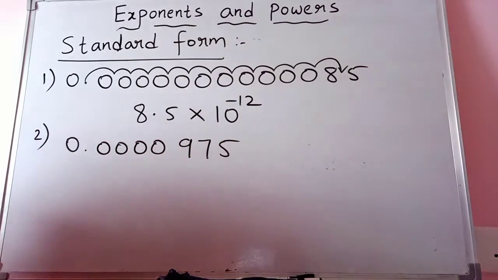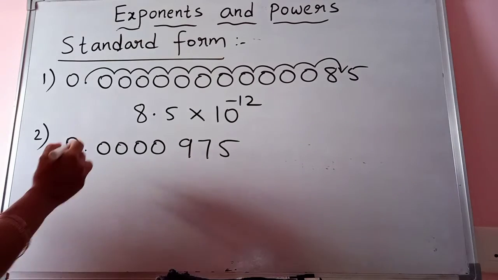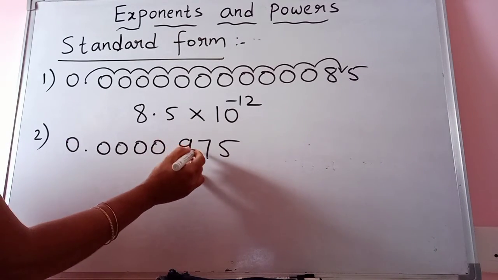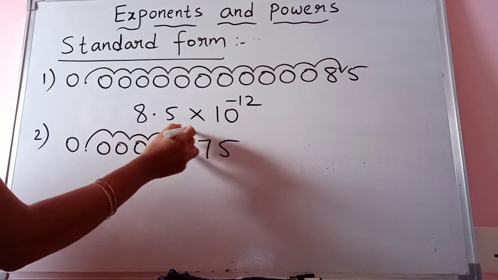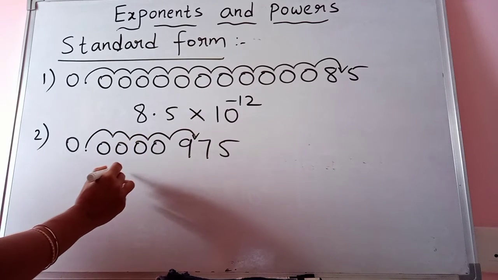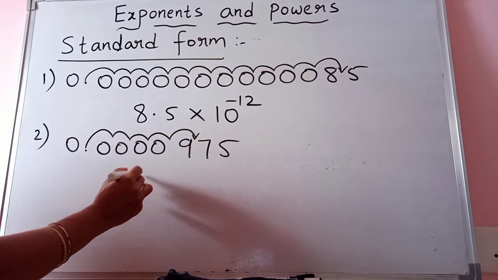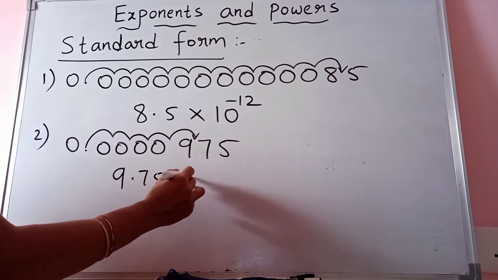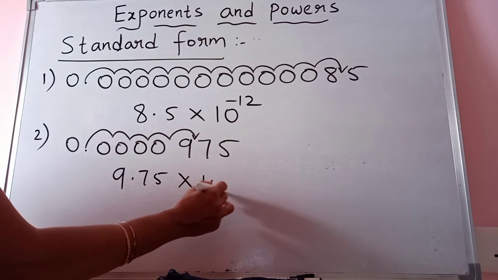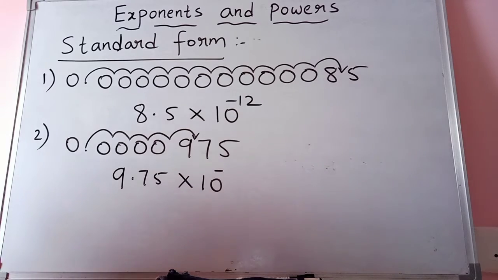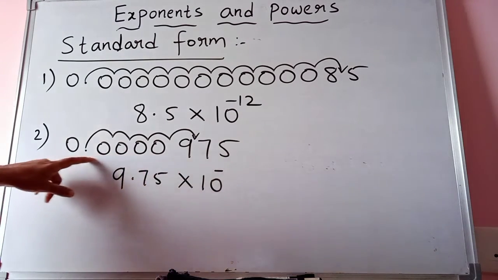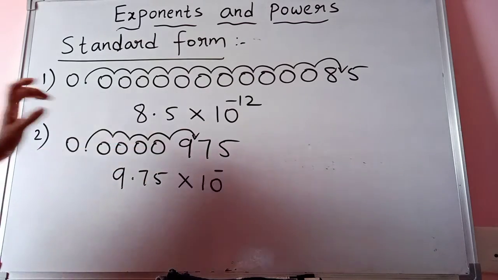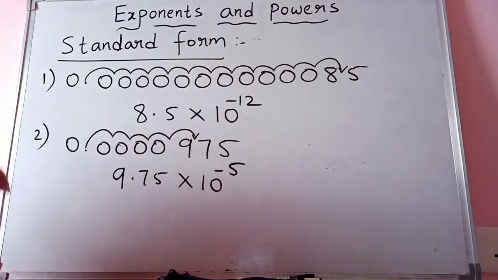Okay, if you want the standard form of this number, shift the decimal point to after 9. That is how many places? 1, 2, 3, 4, 5 places. Therefore, the standard form of this number is 9.75 into 10 raised to the power of minus 5. Why negative exponent? Because this is also a small number. 1, 2, 3, 4, 5 places. No, it is minus 5.